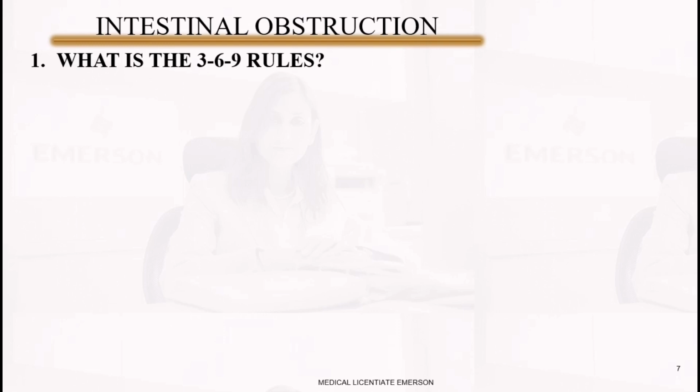Then we are now on IO, intestinal obstruction. What is the 369 rule in intestinal obstruction? So the 369 rule just shows you diameter calibers of bowels.